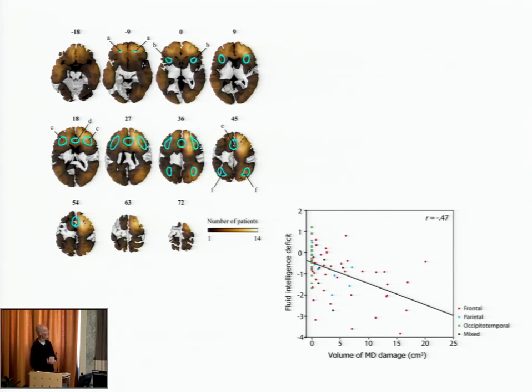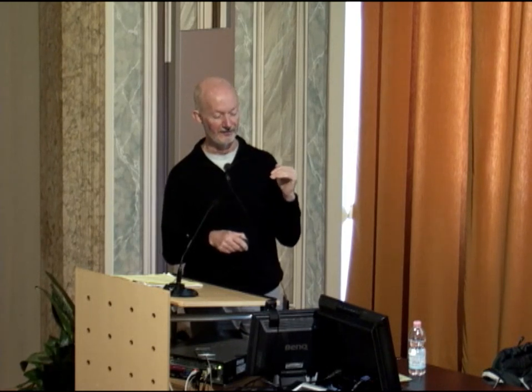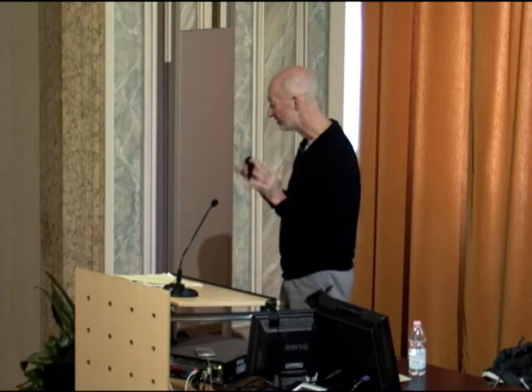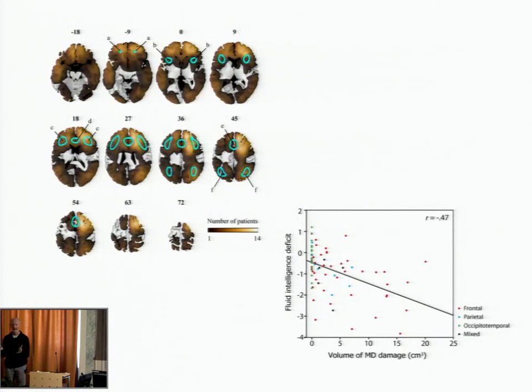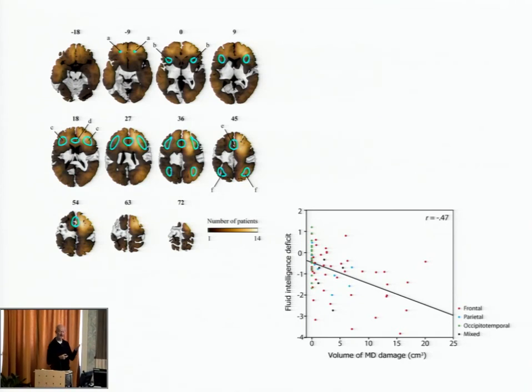The slop around this line is still substantial, and it remains one of the massive, fascinating mysteries of neuropsychology. Why is it that two people with apparently similar brain damage end up with wildly different cognitive outcomes, and there's still not much that we can say about that? But still, the prediction of fluid intelligence loss from volume of multiple demand damage was quite strong in this sample, whereas damage outside the multiple demand system was not predictive at all. So it again tends to cement this idea that what we're looking at here is some sort of core system that not only is important in many different tasks, but also is a core part of what you're measuring in these fluid intelligence tests.